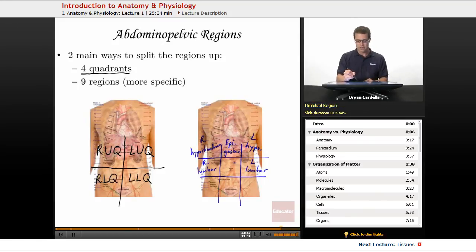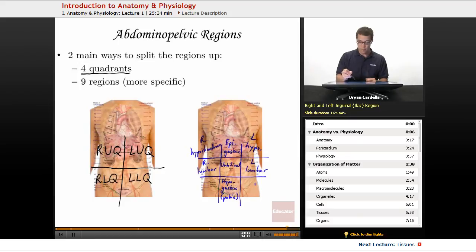Here, you can call this the umbilical region because of that navel, your belly button. And finally, we got 3 left. This one down here, you can call the hypogastric or pubic region. It's below or really inferior to where the stomach is and most of your digestive organs. Hypogastric can mean that, or we can also call it the pubic region. And it's obvious why that is.